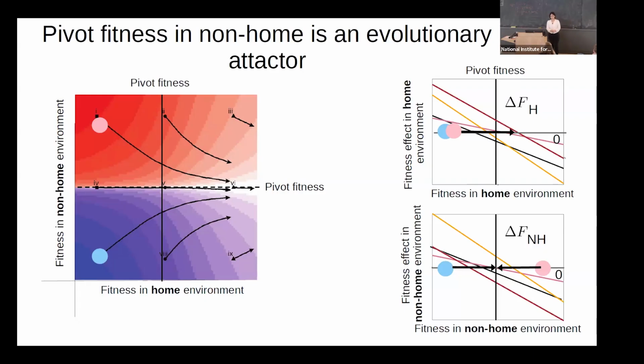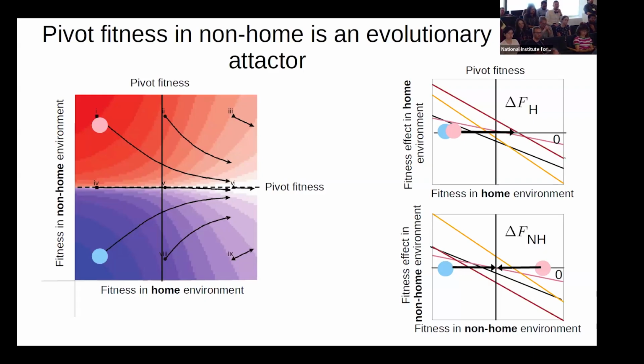Are there any more questions? Yeah. I may have mistaken something, but I was a bit puzzled by the fact that it doesn't depend on how often you experience each type of environment.